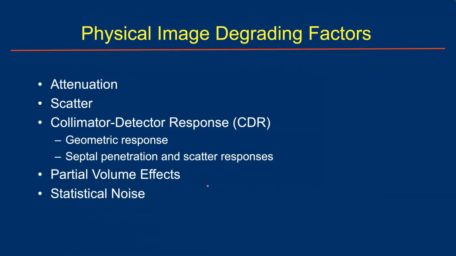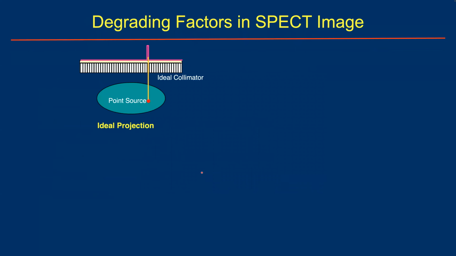However, there are many factors in SPECT imaging that may affect image quality and quantitative accuracy. These include attenuation, scatter, collimator detector response, which includes both the geometric response, the septal penetration and the scatter response. There is also the partial volume effect, which is mainly caused by the limited spatial resolution, and there is statistical noise of the SPECT image. So how do those factors work?